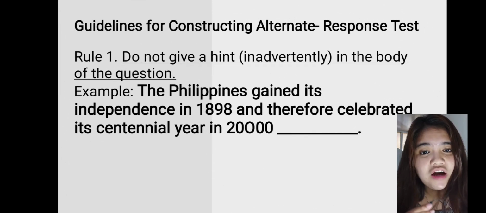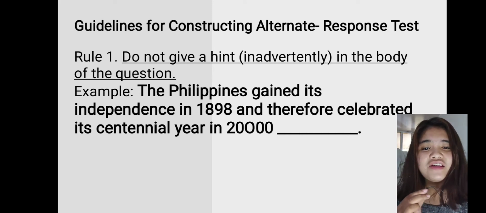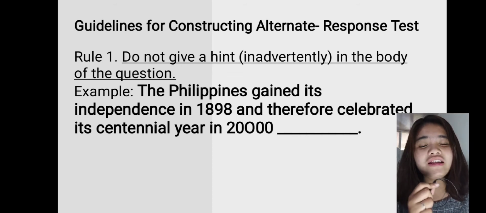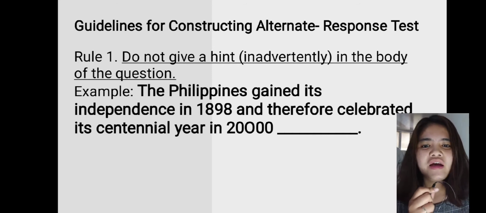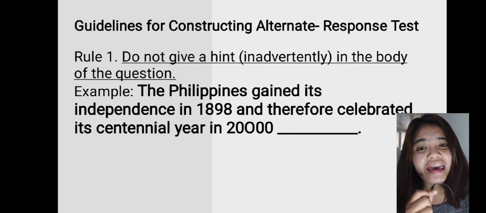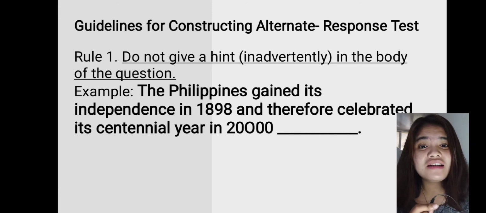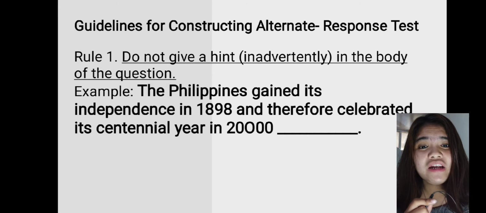Here are some rules of thumb in constructing true-false items. And these are the guidelines for constructing alternate response tests. Rule number 1. Do not give a hint inadvertently in the body of the question. Example: the Philippines gained its independence in 1898 and therefore celebrated its centennial year in 2000, blank. Obviously, the answer is false because 100 years from 1898 is not 2000 but 1998.